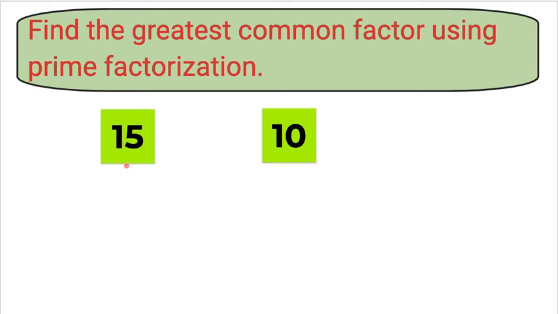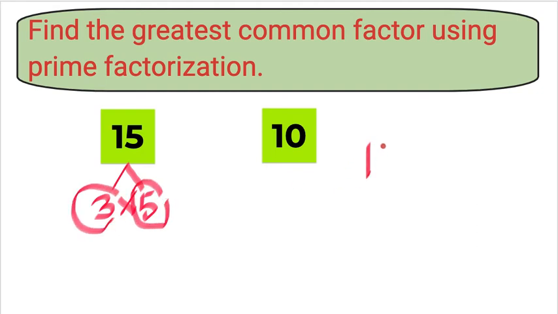So again, we need to get the prime factors. We can have 15, that will be 3 times 5. 3 is a prime and 5 is also a prime. So therefore, the prime factors of 15 are 3 and 5. Okay, that's it. Now let's move on to number 10.